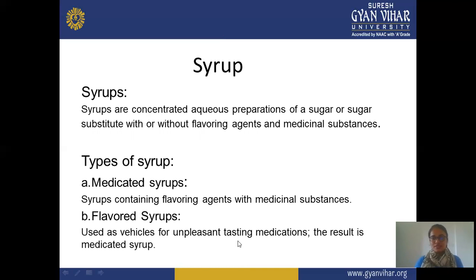Next is flavored syrup. Flavored syrup is used as a vehicle for unpleasant tasting medication. The result is medicated syrup. Means flavored syrup is mainly used with a medicament that has an unpleasant taste or is very bad in taste. In this condition, this flavored syrup is mainly prescribed to overcome the problem of medicament syrup, because of the bad odor or bad taste.